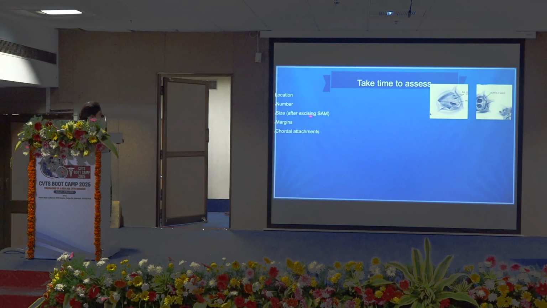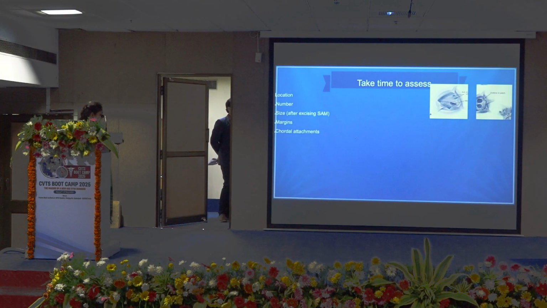And once you excise the subaortic membrane, both the small and moderate VSDs look even bigger than they were before. So the size of the patch should be decided only after excising the subaortic membrane.